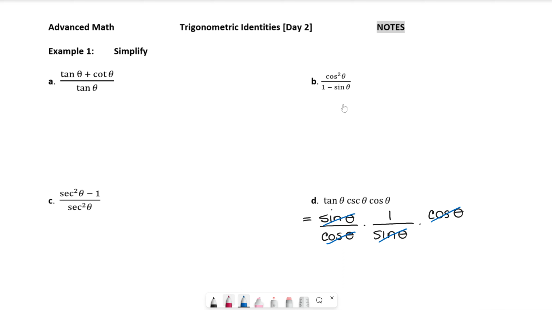So we are able to cross those out and simplify and end up with just 1. The sines crossed out, canceled, cosines canceled. We are left with a 1.